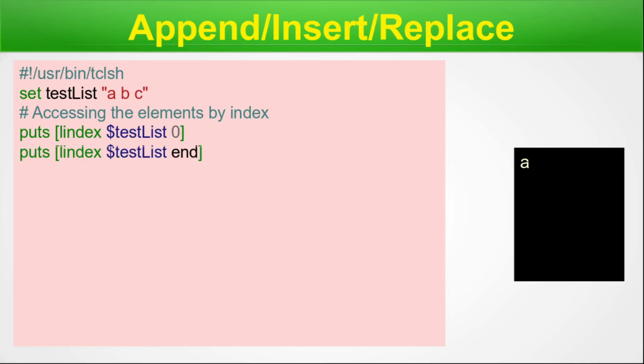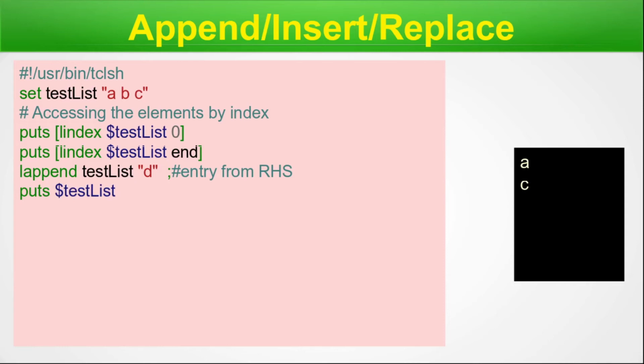Say we don't know how long a list is, and yet we have to print the last element of the list. We can use the end keyword, and that will give C. Next, we append D to the test list. The entry to the list will be from the right hand side. So this D will go after C, and we echo it, and we see that yes, it is coming at the last.